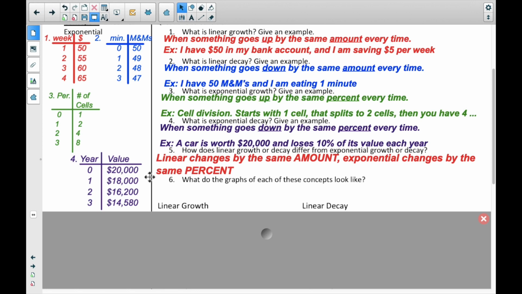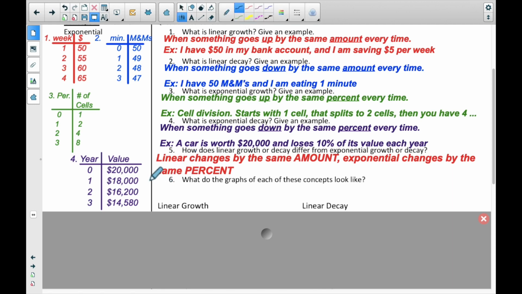And number 4, if the car starts off at $20,000 and it's losing 10%, well, 10% of 20,000 is 2,000, so we would subtract 2,000. 10% of 18,000 is 1,800, so we would subtract that. 10% of 16,200 is 1,620, we would subtract that, and so forth and so on. So rather than subtracting the same amount every time, we're subtracting a different amount. But another way to say that is we are actually multiplying by a different number each time.